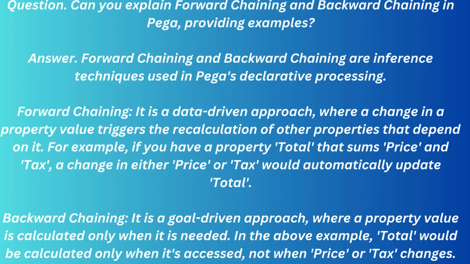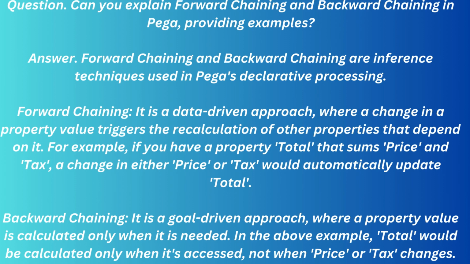Question. Can you explain forward chaining and backward chaining in Pega, providing examples? Answer. Forward chaining and backward chaining are inference techniques used in Pega's declarative processing. Forward chaining. It is a data-driven approach, where a change in a property value triggers the recalculation of other properties that depend on it. For example, if you have a property total that sums price and tax, a change in either price or tax would automatically update total.